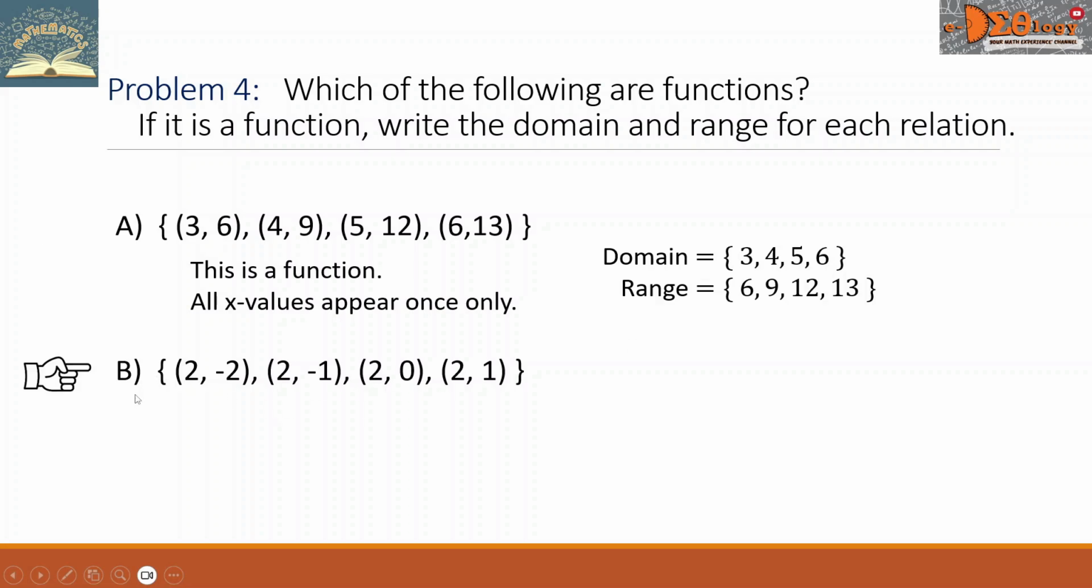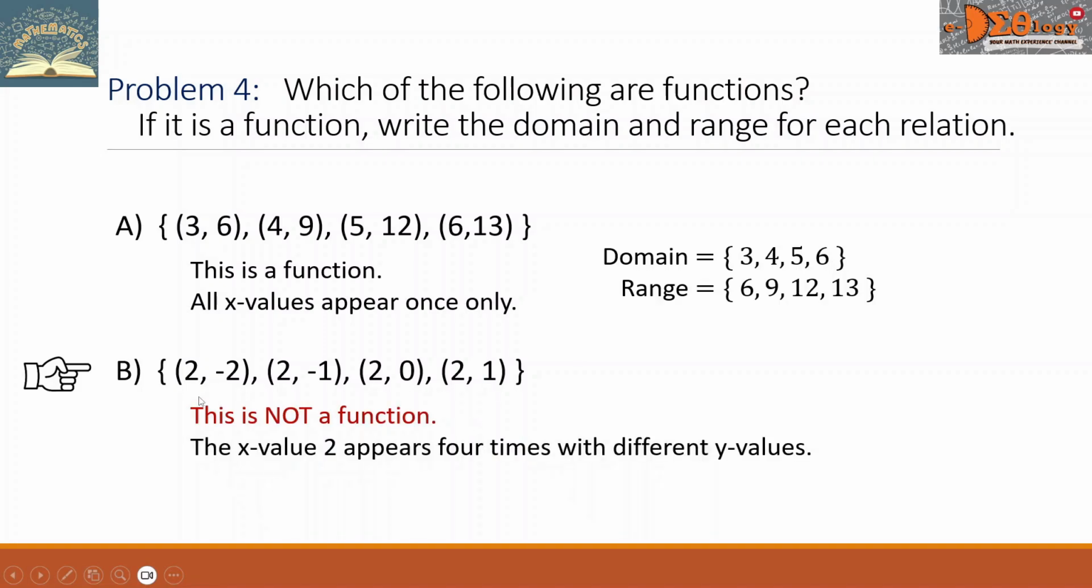Now, relation B: (2, -2), (2, -1), (2, 0), and (2, 1). This is not a function. We can see that the x value 2 appears 4 times with different y values.